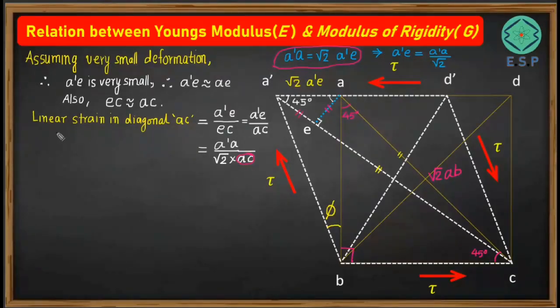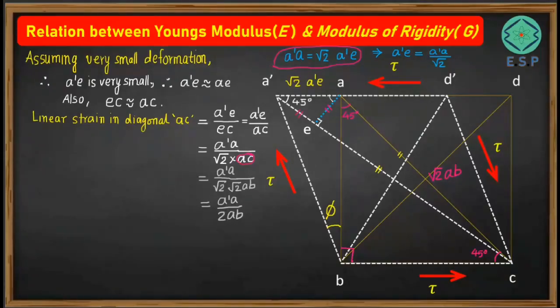So if I do that, linear strain in diagonal AC will be A dash A divided by root 2 into AC. AC is basically what, friends? AC is root 2 times AB. So root 2 times AB, fine. So if you simplify this, you will be getting A dash A by 2 AB. Okay. So the linear strain in diagonal AC is nothing but A dash A by 2 AB.